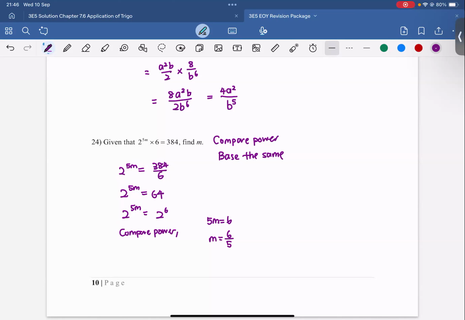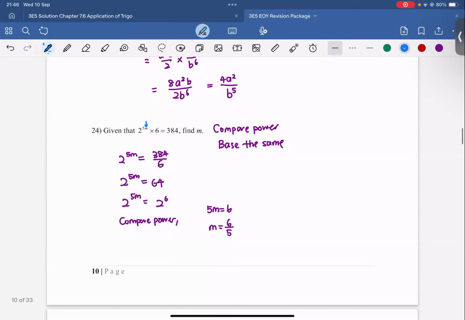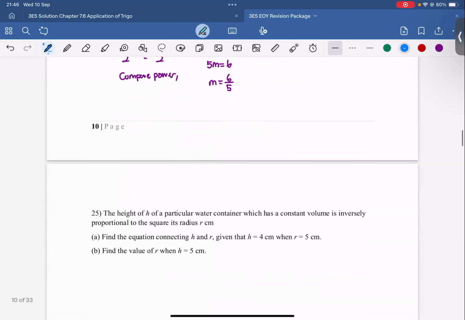Okay, you can see the previous part, we are not trying to find a, b. We are just trying to simplify the expression. For 24, we are trying to solve and find a value for m. And again, how you check, just put the m inside here, press your calculator, make sure it's 384. Okay, next.